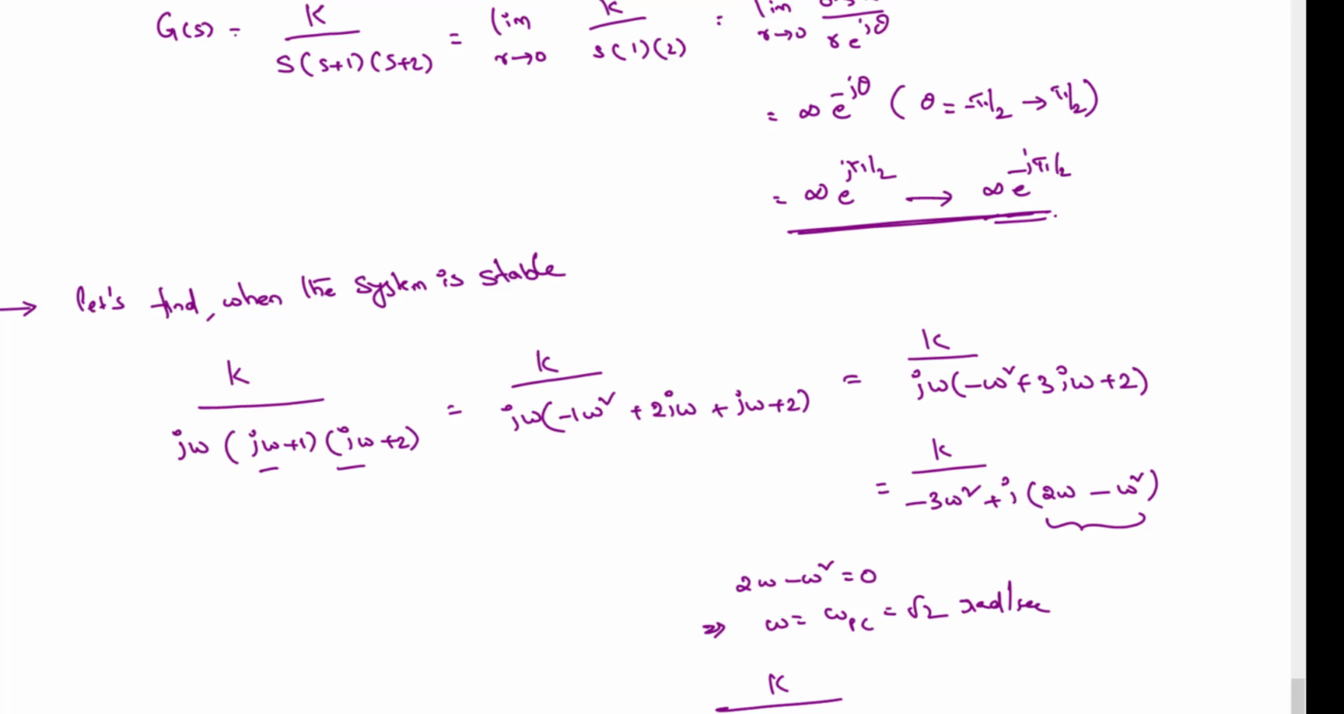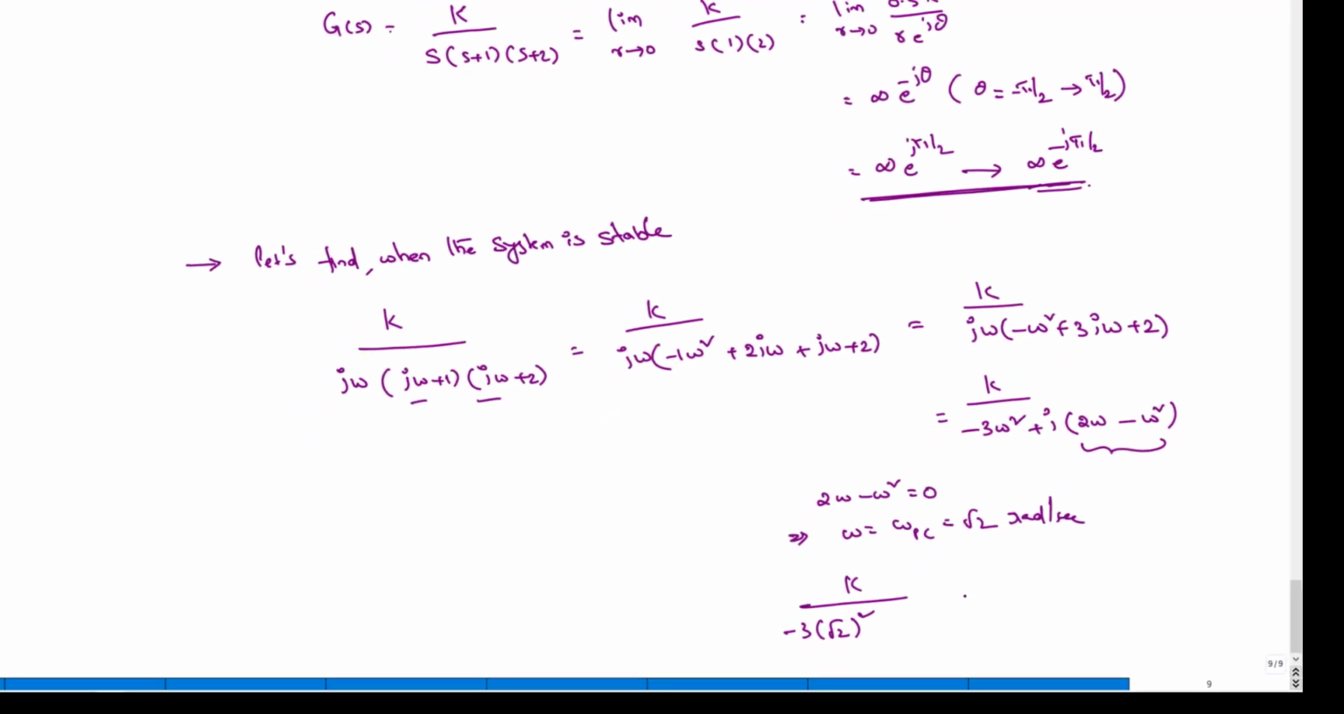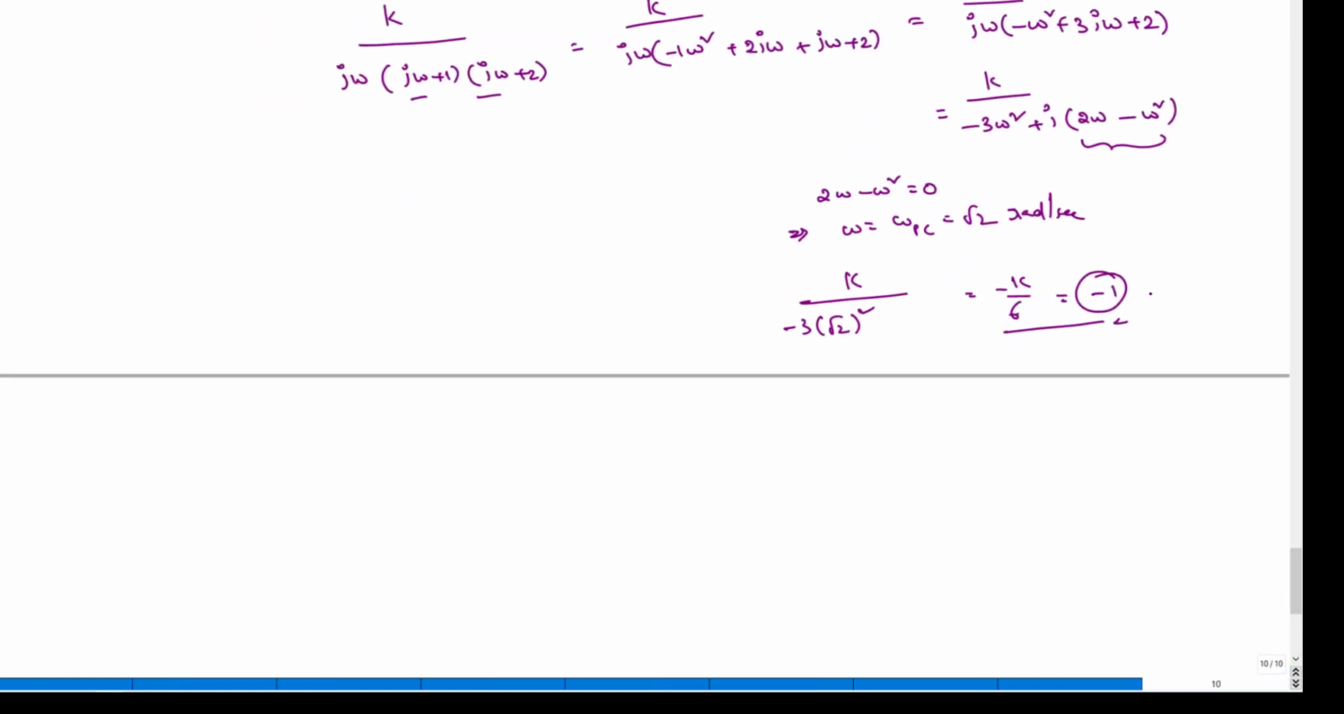So that minus k by 6 I have to equate to minus 1, because my area of interest is how many times it encircles the minus 1, right? So k is equal to 6. So my margin value is 6. Now we have to check what will happen when the k value is greater than 6 or less than 6. So we'll write two cases: case 1 where k is greater than 6, and case 2 where k is less than 6.